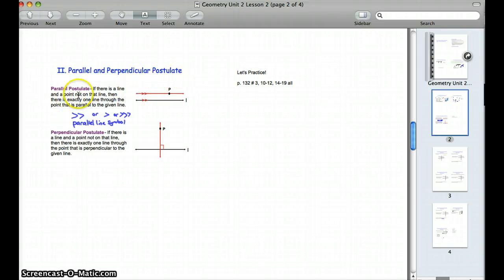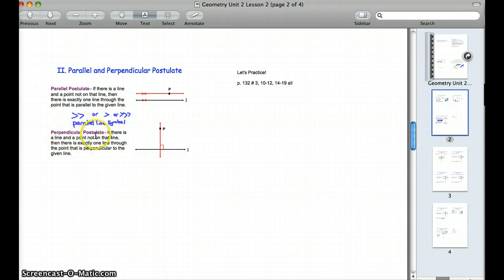Now, the parallel postulate says if there is a line and a point not on that line, then there is exactly one line through the point that is parallel to the given line. So P is parallel to this line here.